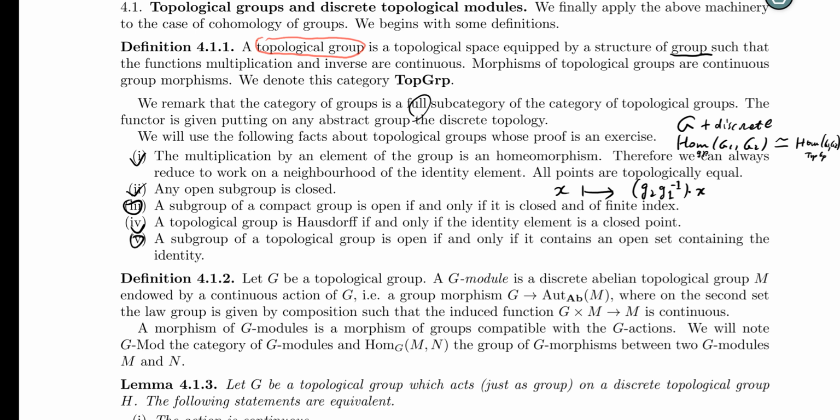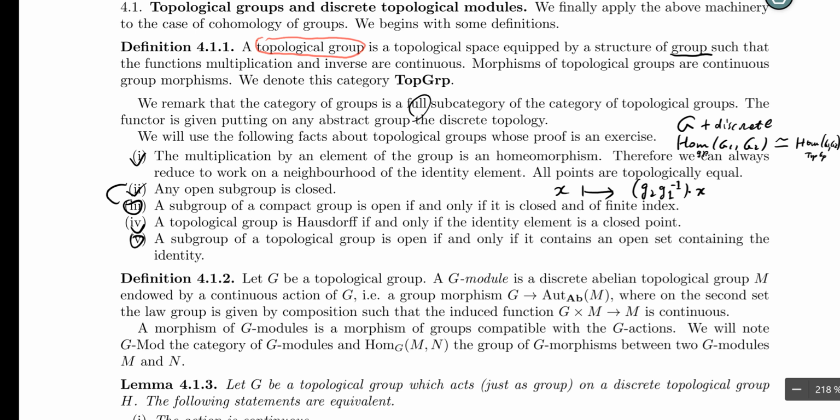You see, there is some connection with this 2 and 3. Well, we see an open is closed, but we don't know if a closed is open. We see a closed will be open if it's of finite index, but it doesn't mean that it is closed. It is open if and only if it is closed at the finite index.